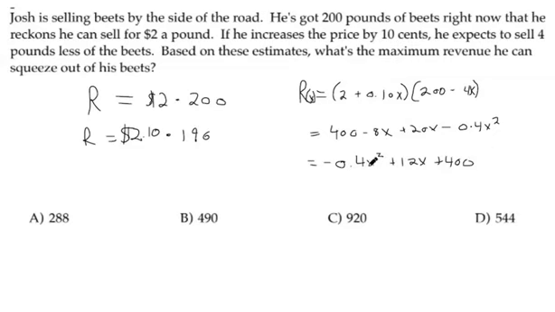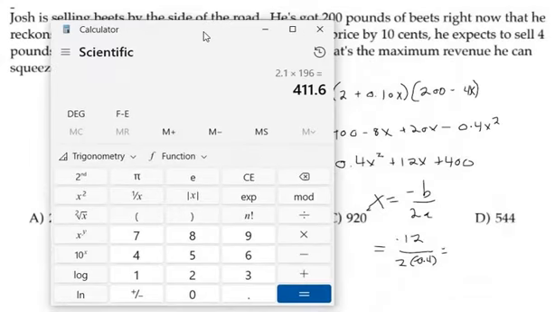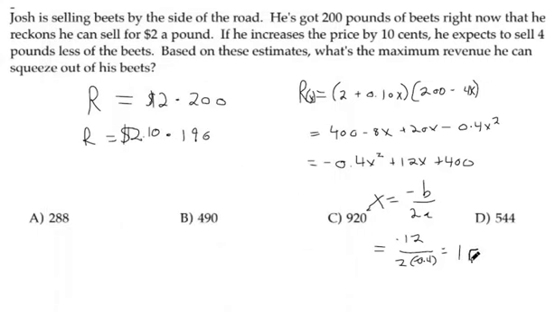Okay, and this is quadratic. The highest power is x squared, and there's no other funny business going on. So we can maximize a quadratic by using this formula, -b divided by 2a. That will tell you the x value that maximizes your revenue. So it's -12 divided by 2 times -0.4. And let's see what that is. It's going to be a positive because negative times a negative. So I got 15. I got positive 15.